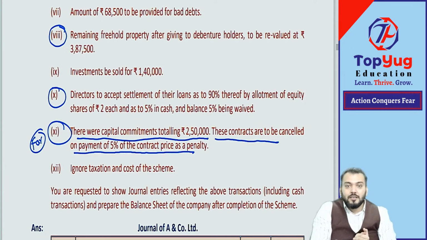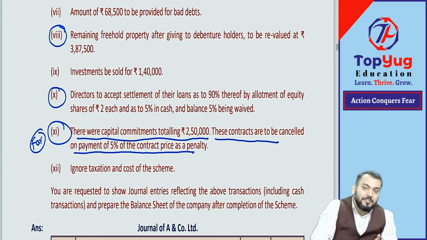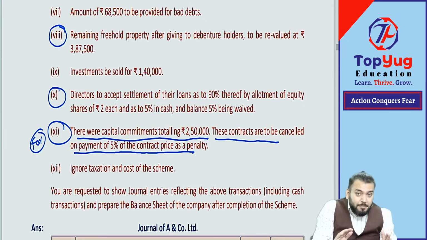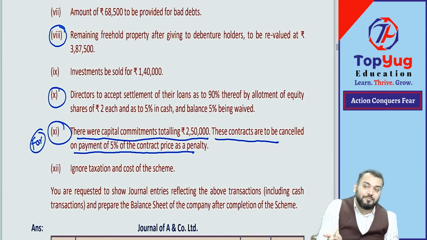Correct? Understood. Now in this chapter, if such a commitment is cancelled, it may require a payment of penalty. If there is a payment of penalty, that becomes an expense, and that expense will be debited to which account? Capital reduction account.